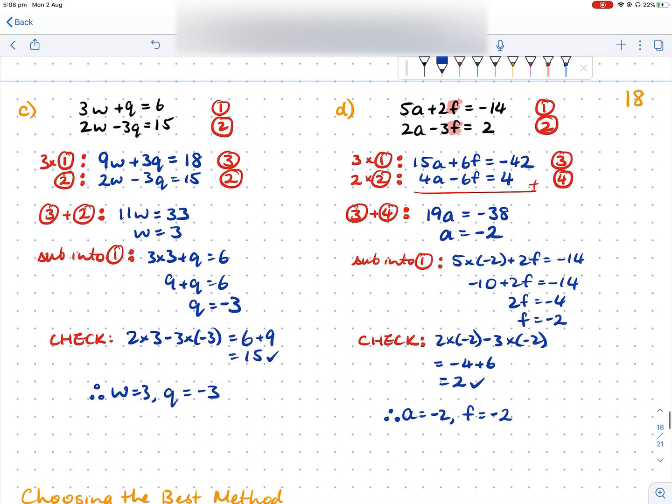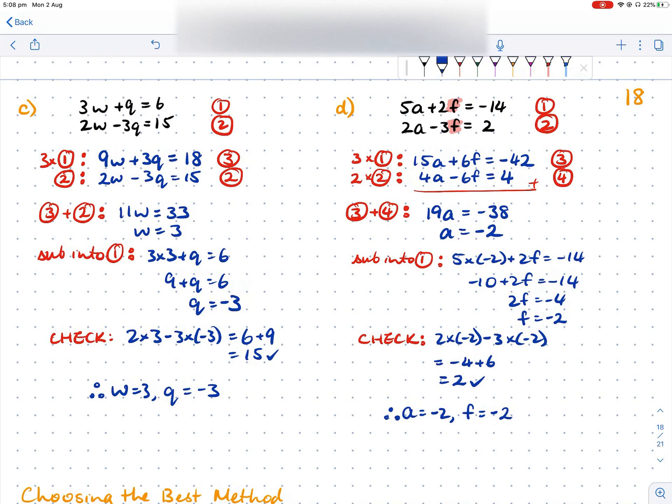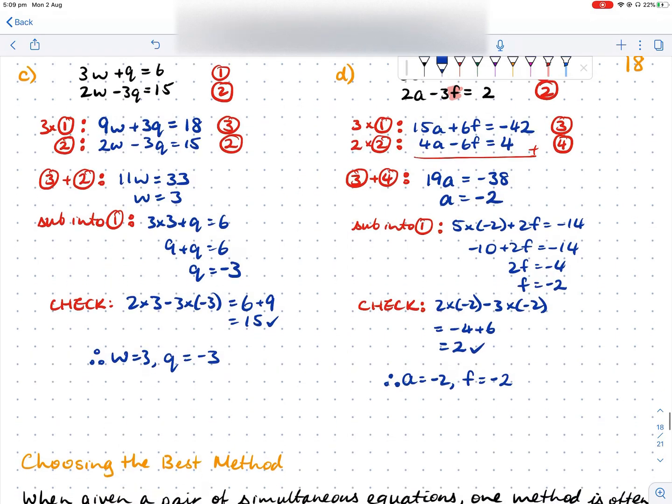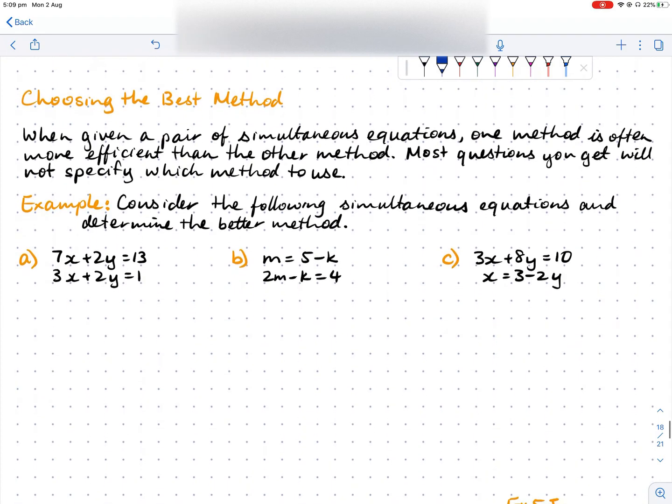So that's how we work with elimination. As always, try to minimize the amount of work that you need to do. The less work you're doing, the less algebra you're doing, the more likely you are to get the questions correct. Sometimes it does take a lot of practice in order to work out the fastest, most efficient method. All right, here we're going to talk about choosing the best method.